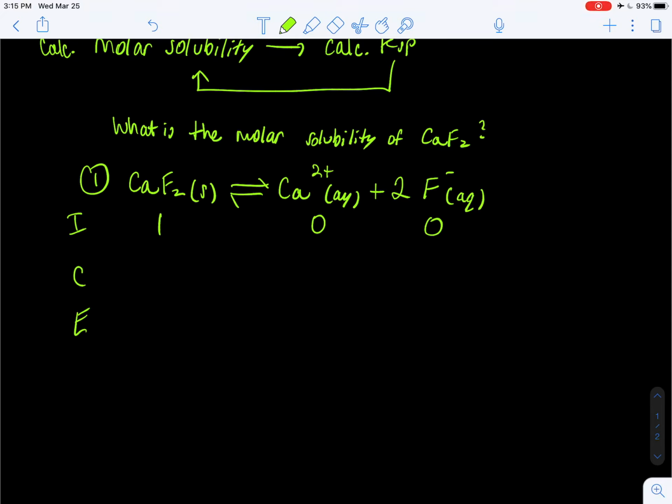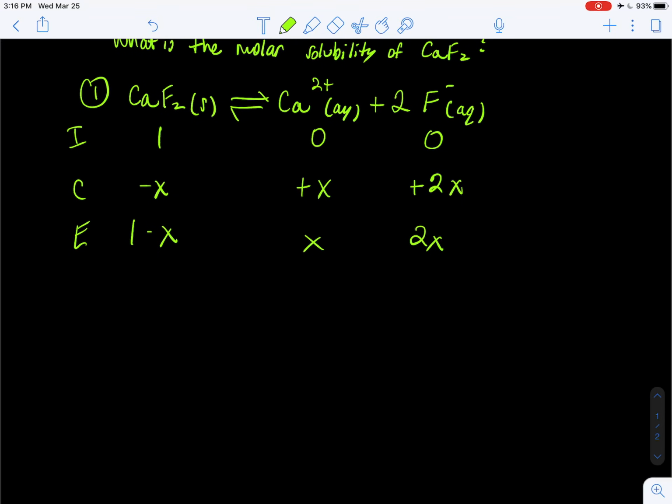And then what we want to do is go ahead and solve the ice table and calculate what x is. So this is going to go down by some amount, this is going to go up, and this is going to go up by 2x because of that coefficient of 2 in front of the fluoride. And so you have 1 minus x, x, and 2x. And step 2 would be to write out an expression for the KSP.